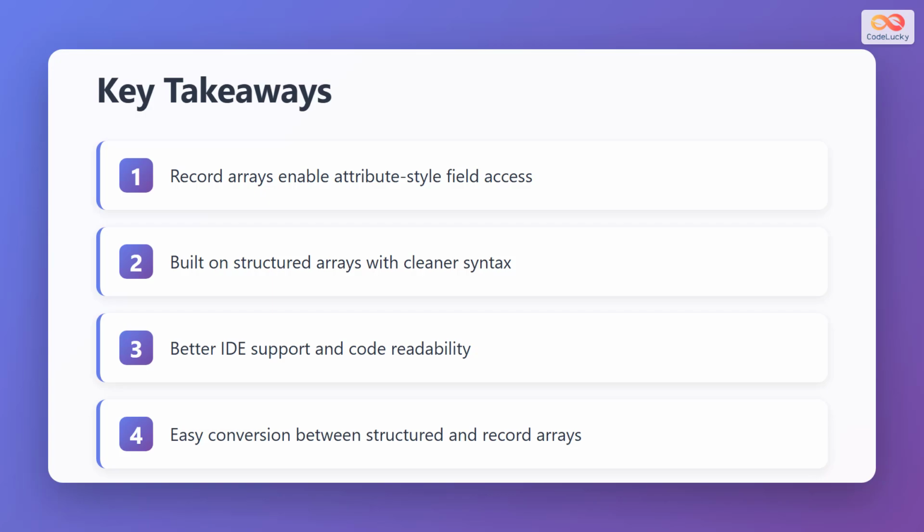Let's recap the key points. First, record arrays enable attribute-style field access, making your code cleaner and more readable. Second, they're built on structured arrays with cleaner syntax, giving you the best of both worlds. Third, they provide better integrated development environment support and improved code readability through autocomplete features. Fourth, you can easily convert between structured and record arrays using the view method, giving you flexibility in how you work with your data. Record arrays are an excellent choice when you need structured data with convenient access patterns.